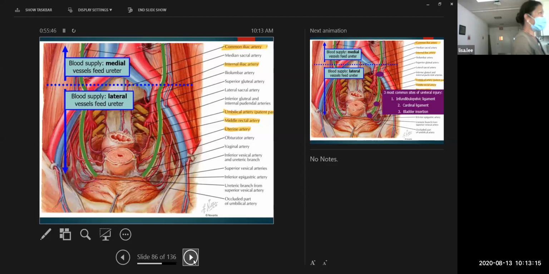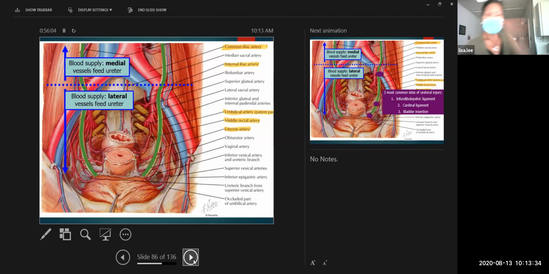Why is that important? Well, because if we're digging the ureter out of there, and we dig too much on the ureter, we could cut it off from its blood supply. So you'll see when we do these ureterolysis, we always want to leave a little bit of tissue on there, because if we take too much of it off, we're stripping the blood supply.